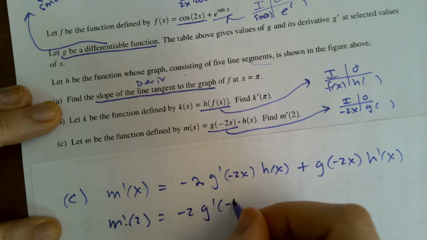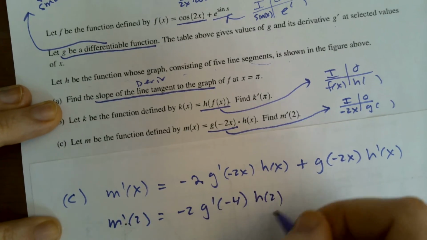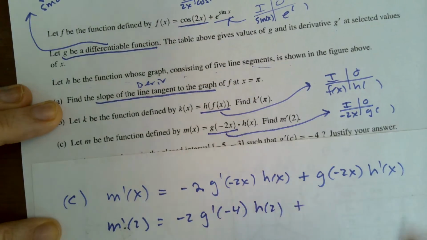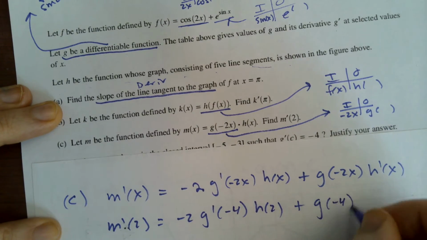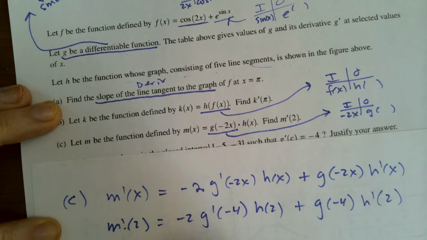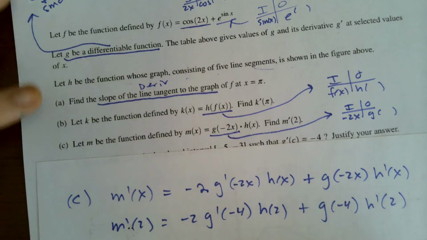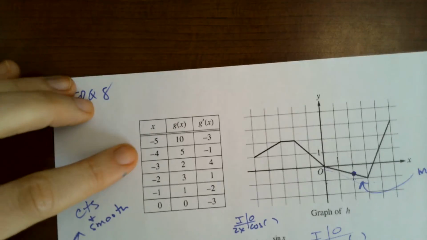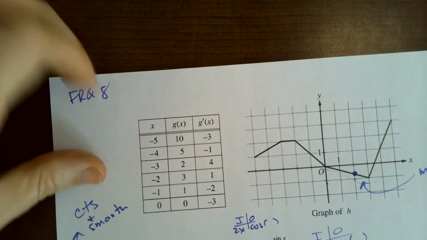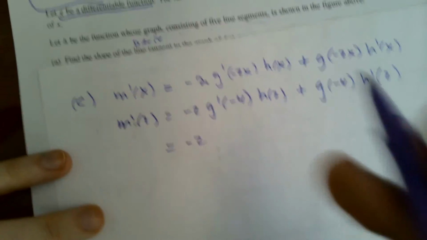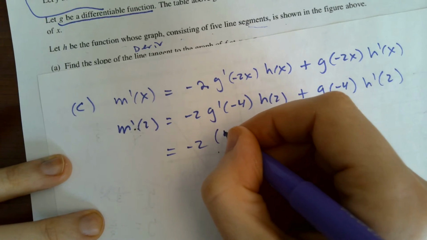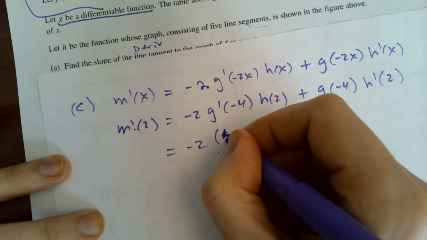G prime of negative 4, h of 2, plus g of negative 4, h prime of 2, equals negative 2. G prime of 4, that is from the table, so that's 5. No, it's negative 1.